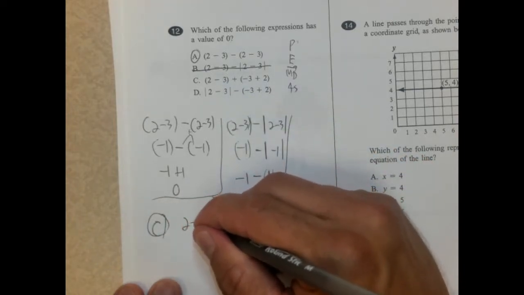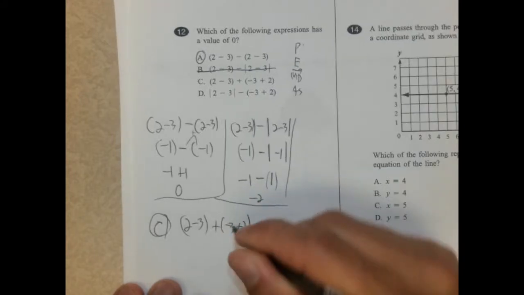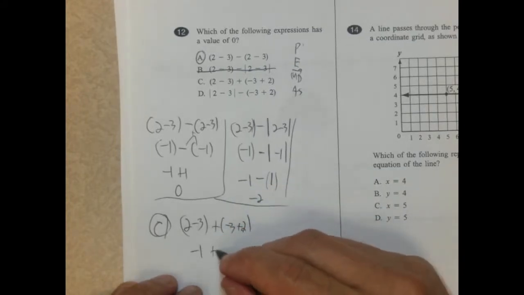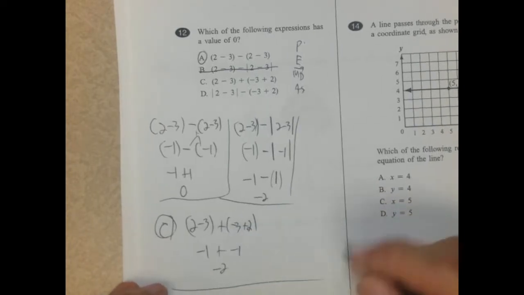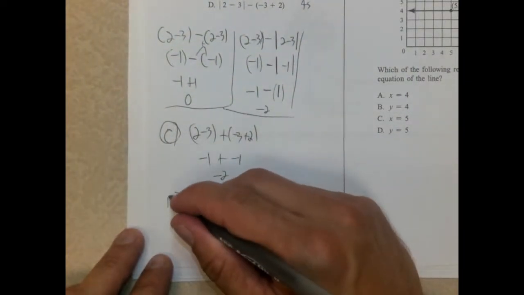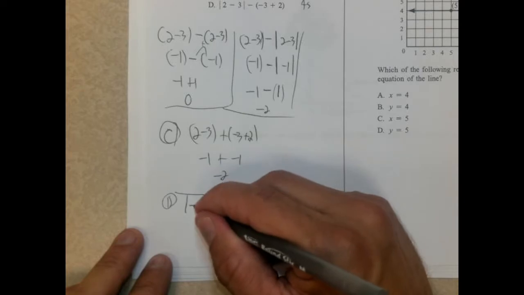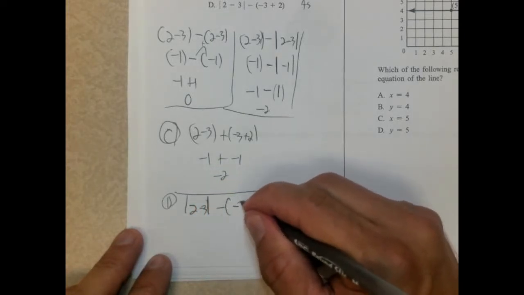C here, we're going to have 2 minus 3 plus negative 3 plus 2. So 2 take away 3 is negative 1. Negative 3 plus 2 is negative 1. And that's going to be negative 2. Last one. This is D. Absolute value of 2 minus 3 minus negative 3 plus 2.